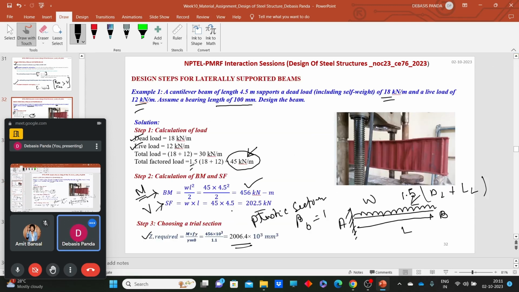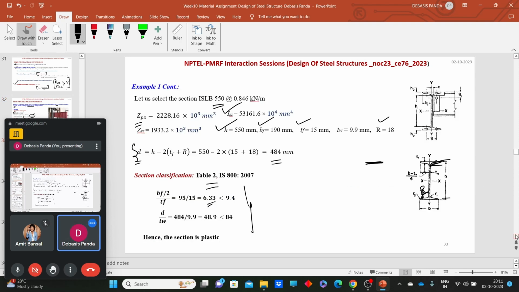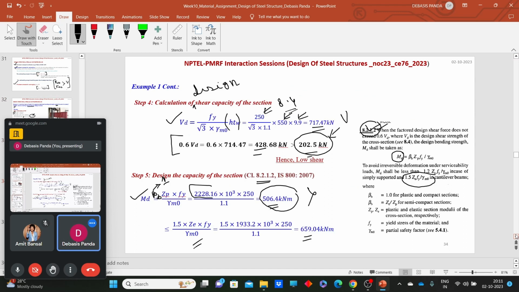What was the factored bending moment? 456 kilonewton meter. That means the section I have selected for the design purpose is safe against shear and also safe against your bending capacity.